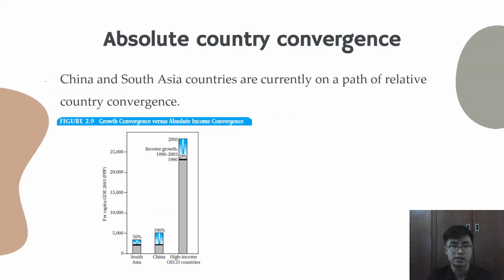The next slide is about absolute country convergence. China and South Asian countries are currently on a path of relative country convergence. We can figure it out from the graph. Due to their relatively low starting income level, higher growth cannot shrink the income gap with the absolute amount of OECD countries.